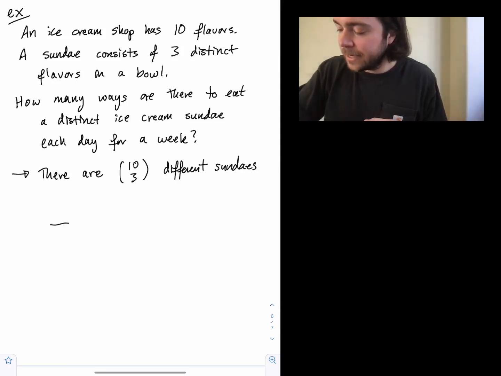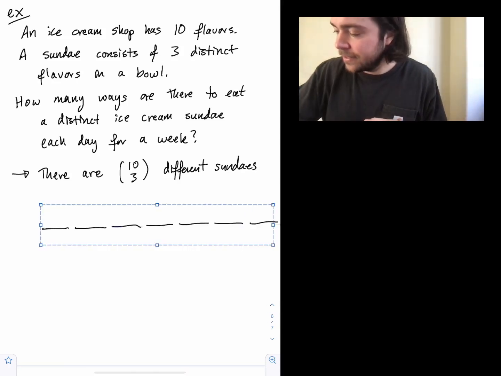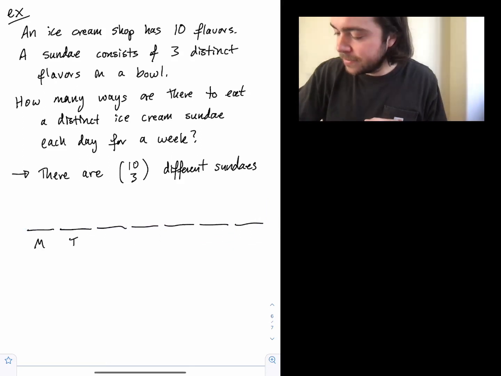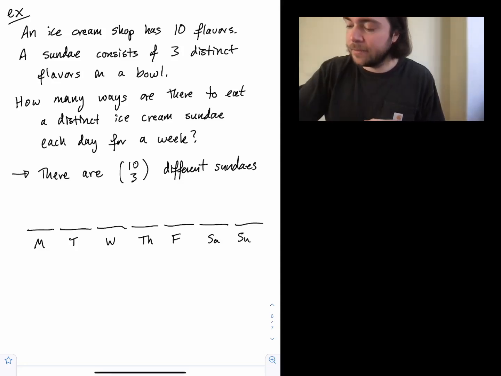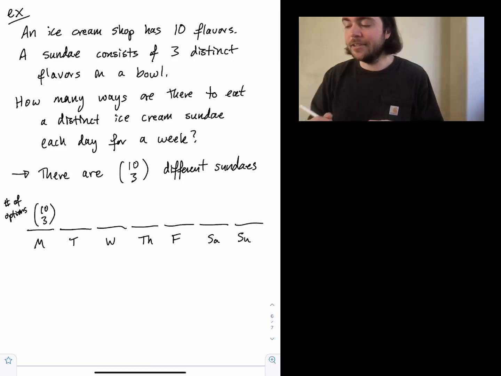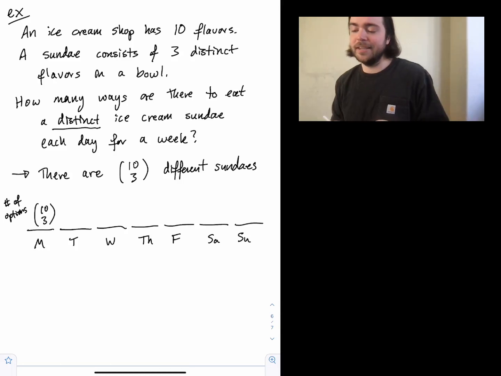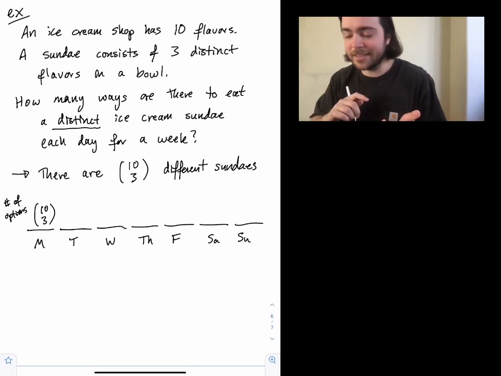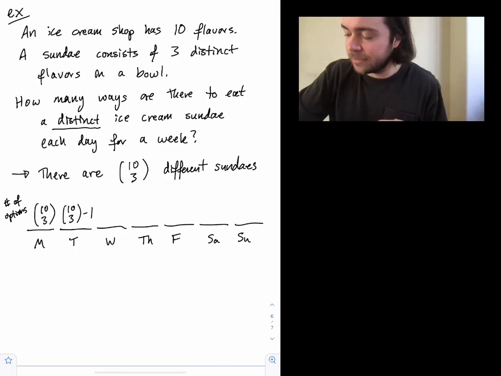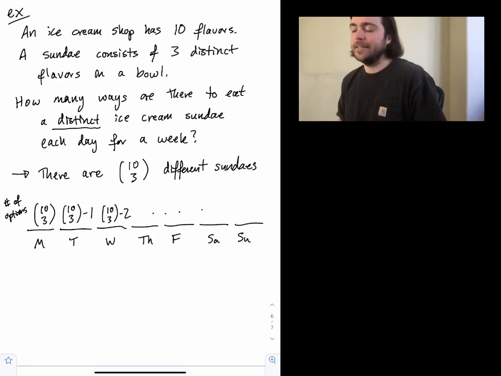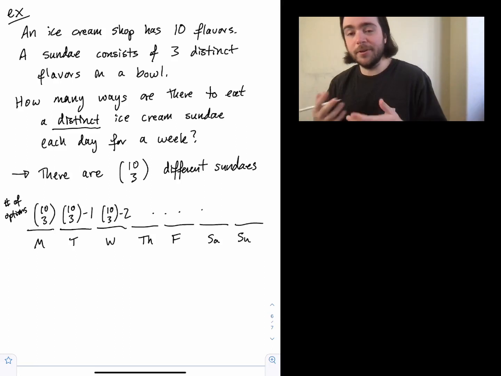Okay, and now I want to think about my schedule. Monday, Tuesday, Wednesday, Thursday, Friday, Saturday, Sunday. So this is my schedule for eating these ice cream sundaes. I'm just going to think about the number of options I have in each case. On Monday, I can eat any one of the sundaes. There's 10 choose 3 of them. On Tuesday, I need to eat a distinct ice cream sundae each day for a week. On Tuesday, I can't eat the one that I just ate, so there's only 10 choose 3 minus 1 options. And for Wednesday, there's 10 choose 3 minus 2, and so on. This is exactly the pattern of thinking we fell into when we were talking about permutations earlier.